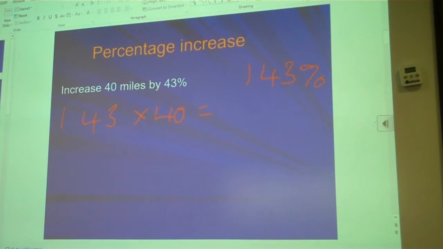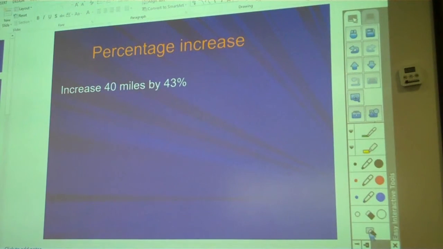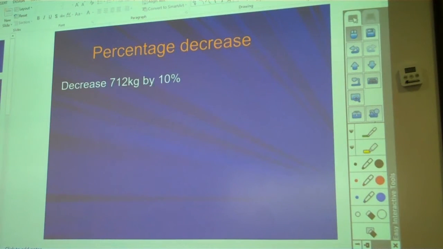Right. 1.43 multiplied by 40. 57.2. Okay, here's the tricky one. And I think after this, I think I need to stop. Decrease 712 kilograms by 10%. Shannon, what would my new percentage be?